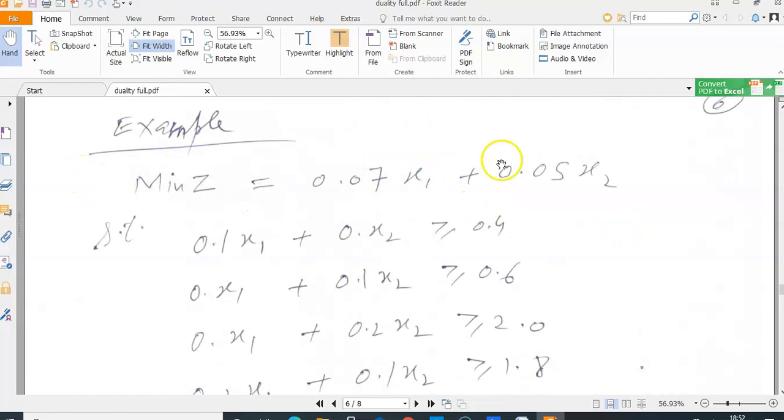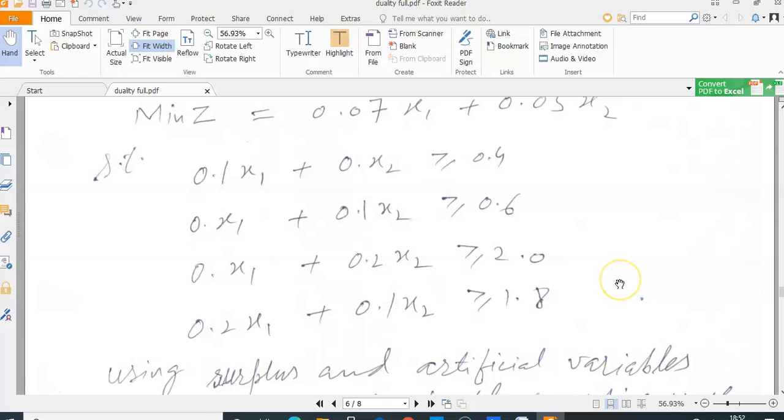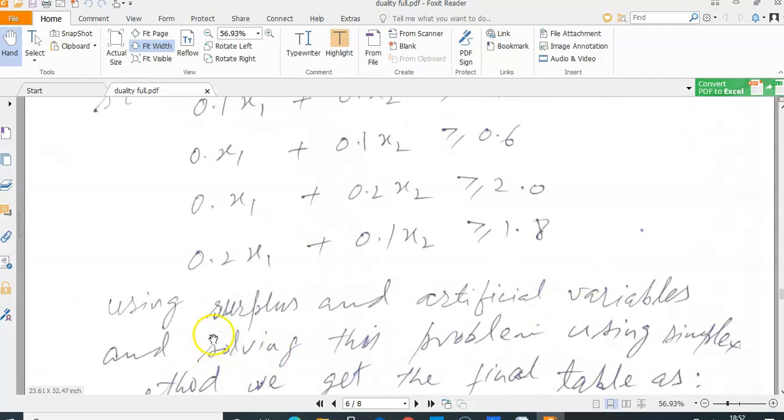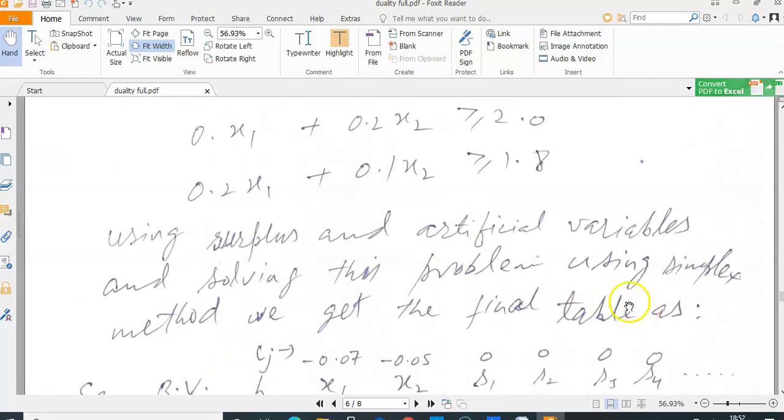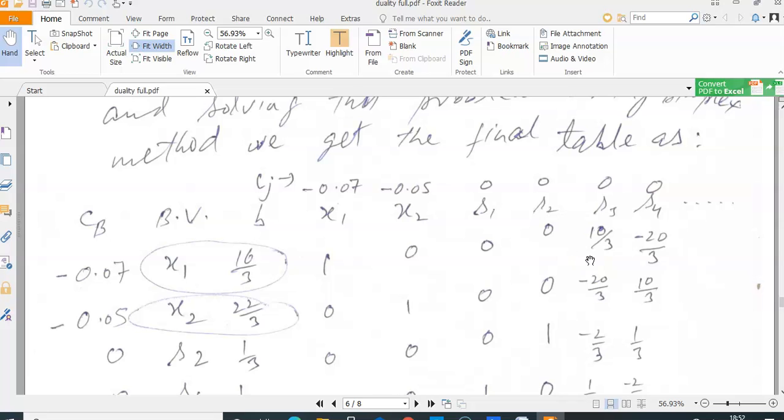The problem is of the minimization kind, with this objective function and these constraints, all constraints of greater than or equal to type. If we solve it simply using surplus and artificial variables with the simplex method, we get the final table like this.